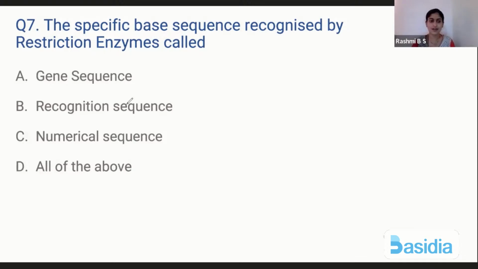Yes, it is recognition sequence, right? Good. Gene sequences can be any nucleotide sequence, but a recognition sequence is a sequence of nucleotides recognized by restriction enzymes. Good. Now the next question.